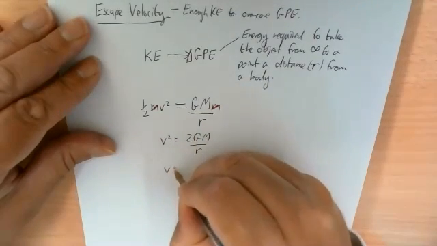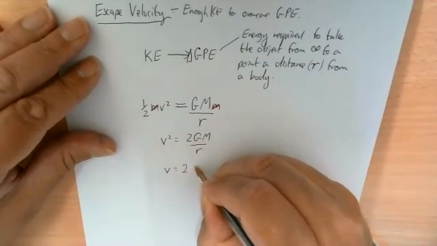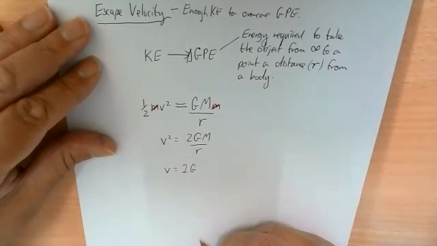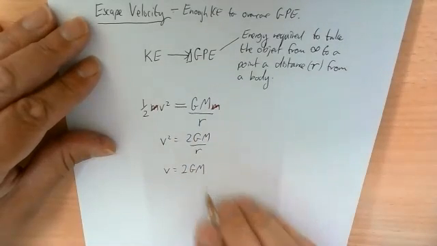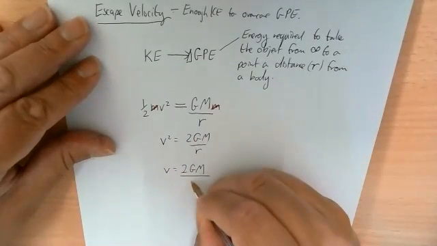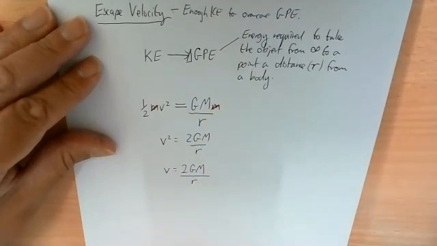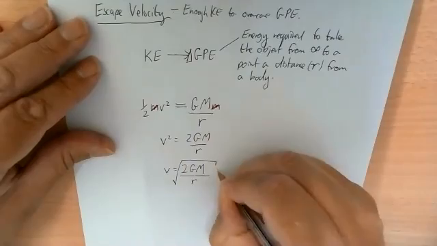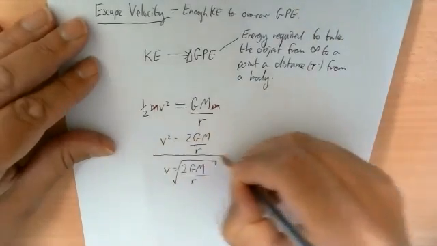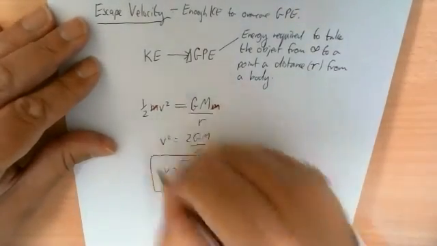So the escape velocity is 2 times the universal gravitational constant, which is on a formula sheet, times the mass of the Earth, divided by the radius of the Earth, if we're taking it from the surface, and square rooted. And it's that simple. That is the key formula to do that.